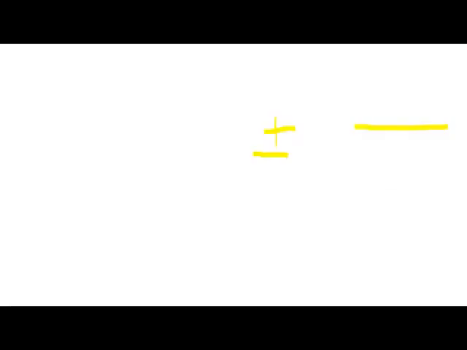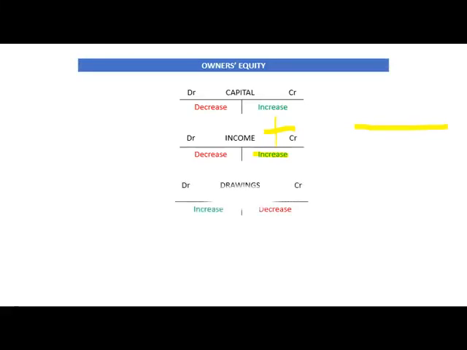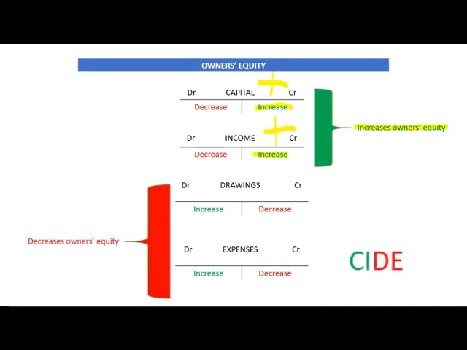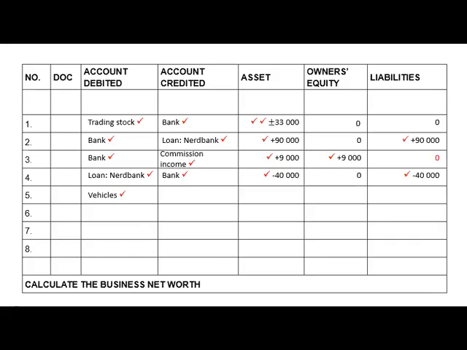Why am I crediting capital? We did not buy those vehicles. Instead, they were contributed by the owner. They were contributed by the owner. And the more the owner contributes, capital will increase and it increases on the credit side. I'm going to go to my accounting equation and credit capital.